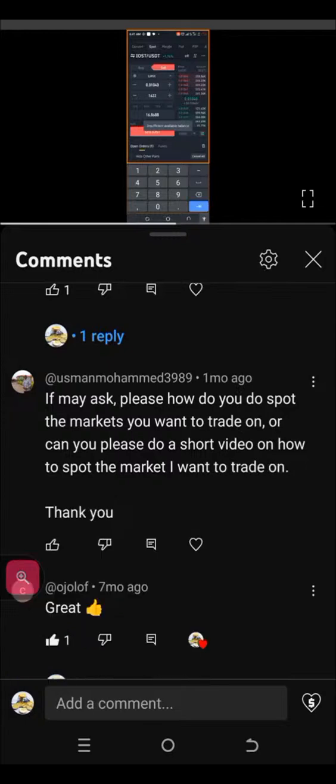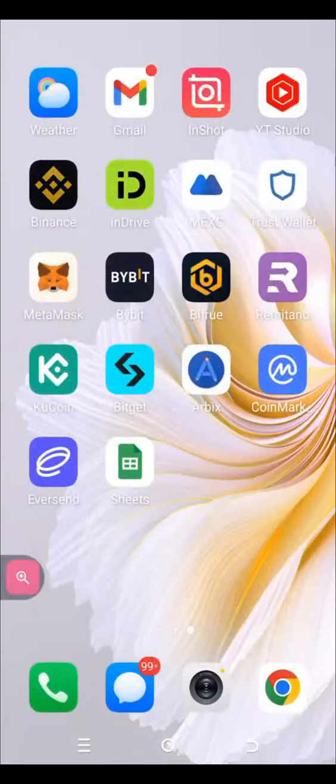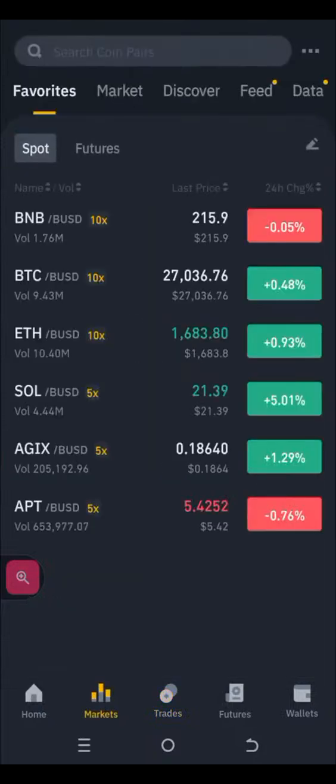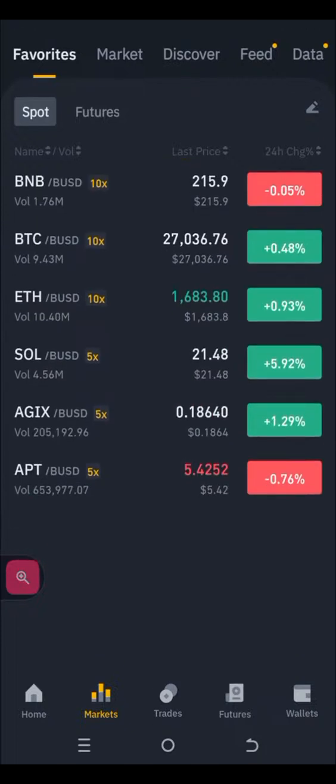So when you're talking about markets, let's go to Binance and take a good look. Let me go to the markets. This is the portion where you look at markets. There are so many kinds of markets: the USDT markets, the BNB, the spot, the future. We're on the spot market, so there are so many markets here.